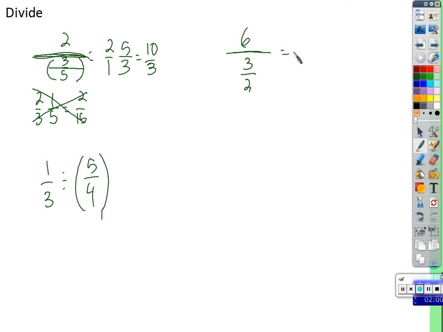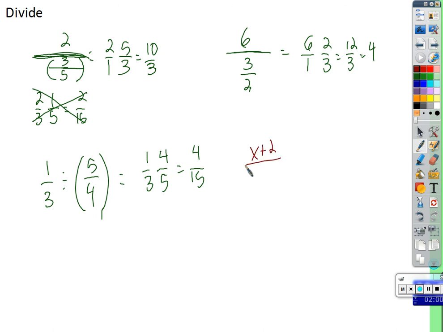Right. How about this one? That'd be 6 over 1 times 2 over 3. That'd be 12 over 3, and that'd be just 4. Okay. And how about this one? It's 12 over 2 over. Yeah, it's a good question. It should be communicated clearly by whoever is giving this to you.